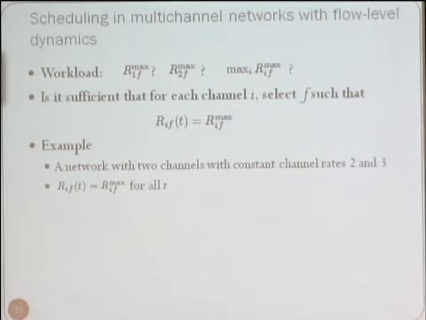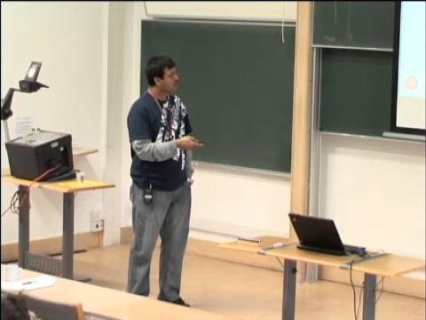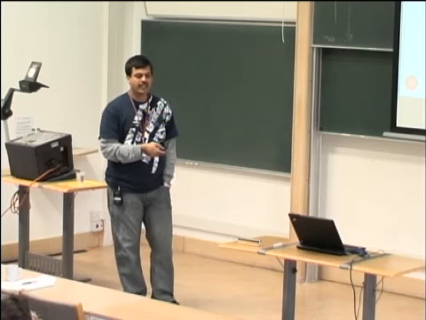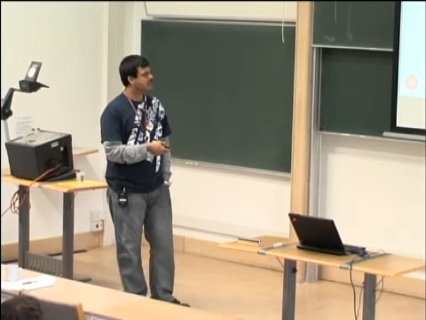So if you have a network with two channels, both transmitting at constant rate 2 and 3, okay? So in this case, the channel rate is constant. It doesn't even fluctuate with time. So this maximum channel rate is fixed, okay? So you can schedule any user over any channel according to this max rate rule.